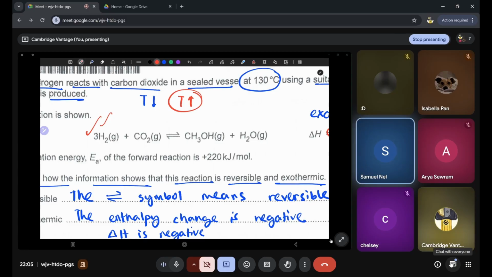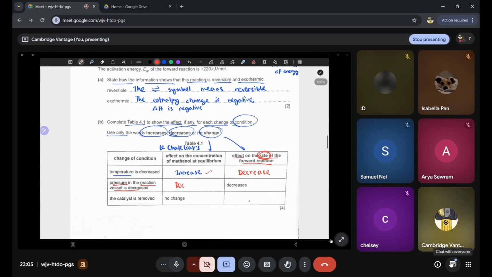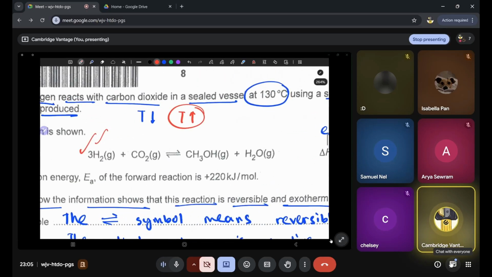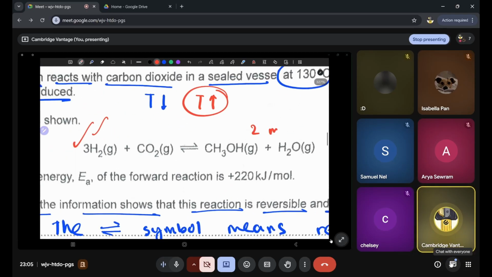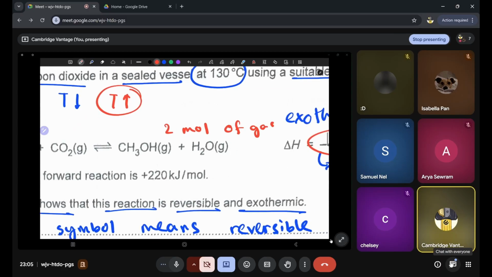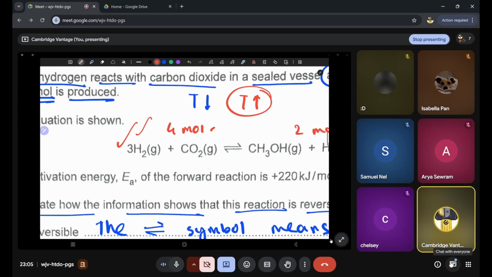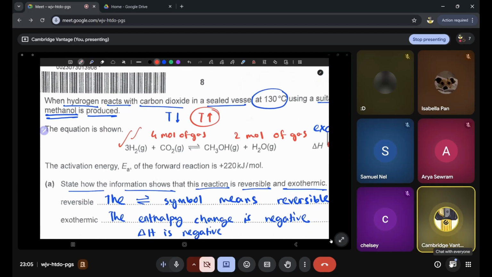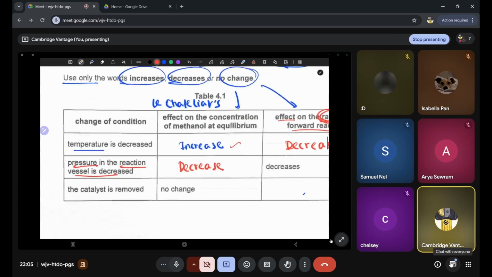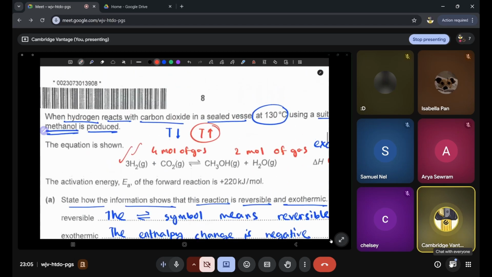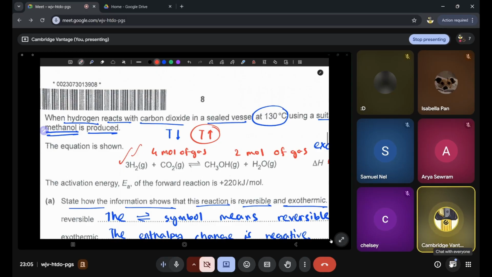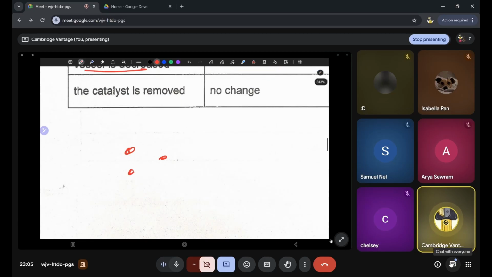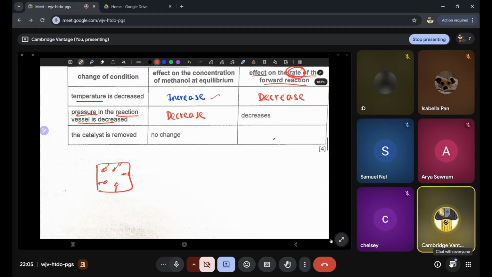It's a decrease. Yeah, the concentration of methanol will decrease. So it will decrease because the right hand side has 2 moles of gas, the left hand side has 4 moles of gas. Now, it's very important that it's moles of gas and not moles of solids or liquids. So, since the left hand side has more moles of gas, when pressure decreases, equilibrium will shift to the left side to increase the pressure again. Now, why would it increase? Because if it's 4 moles, that means there's more particles. More particles means more collisions. More collisions, more pressure. That is the thought process.